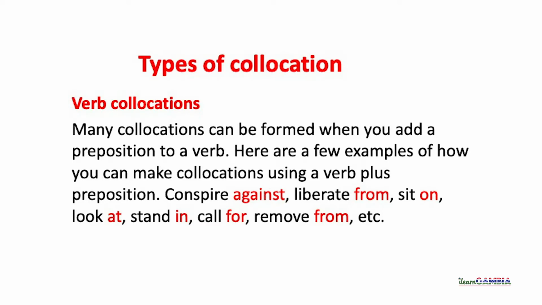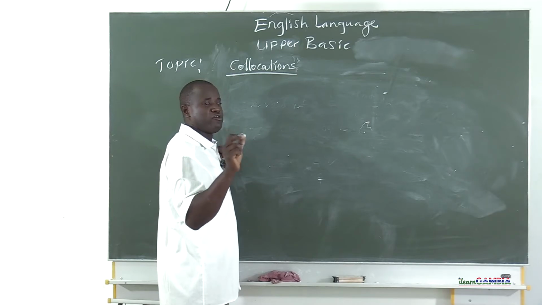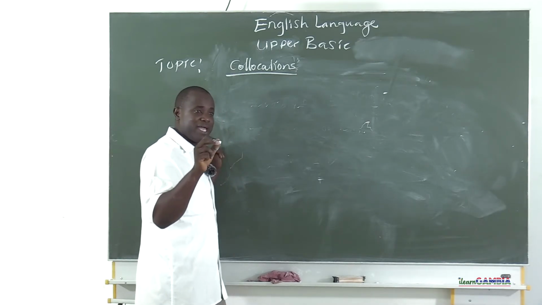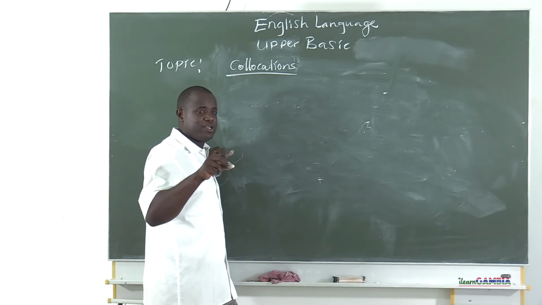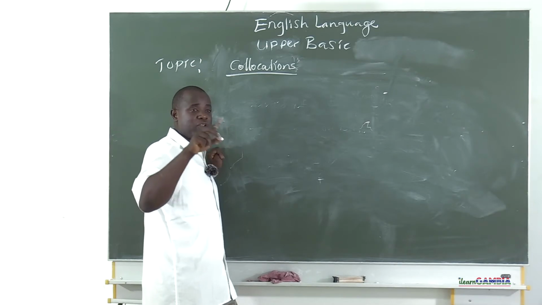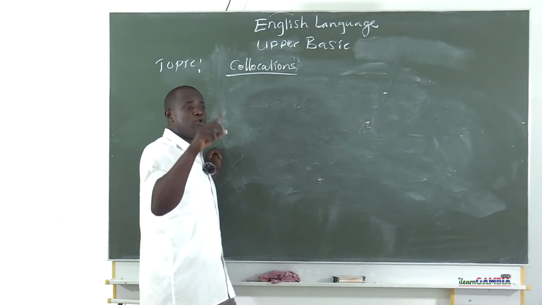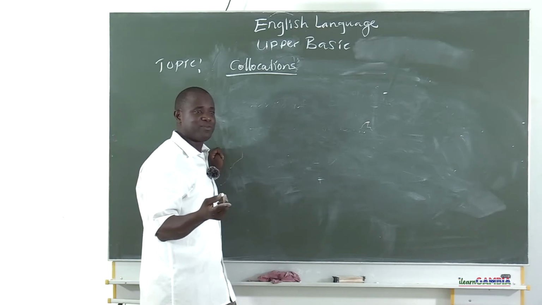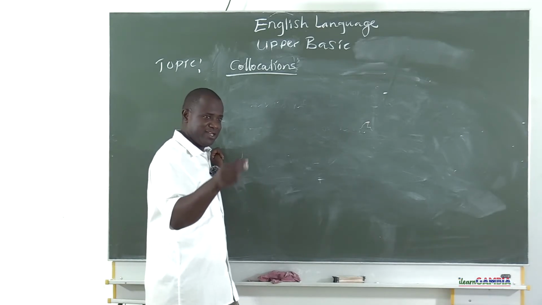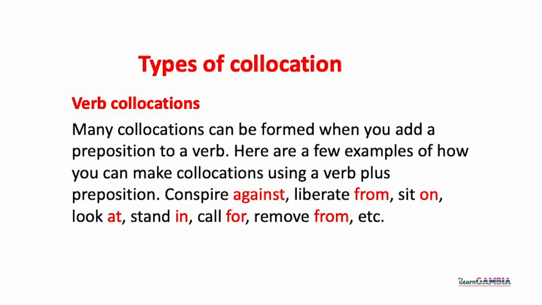So if you look at all these words, the pivot word, the content word, is a verb followed by a preposition. The first word, conspire, is a verb followed by a preposition, against. We also have liberate, which is a verb followed by a preposition, from. Sit is a verb followed by a preposition, on. Look is a verb followed by a preposition, at. Stand is a verb followed by a preposition, in. So the list goes on. So this type of collocations, we call them verb collocations.